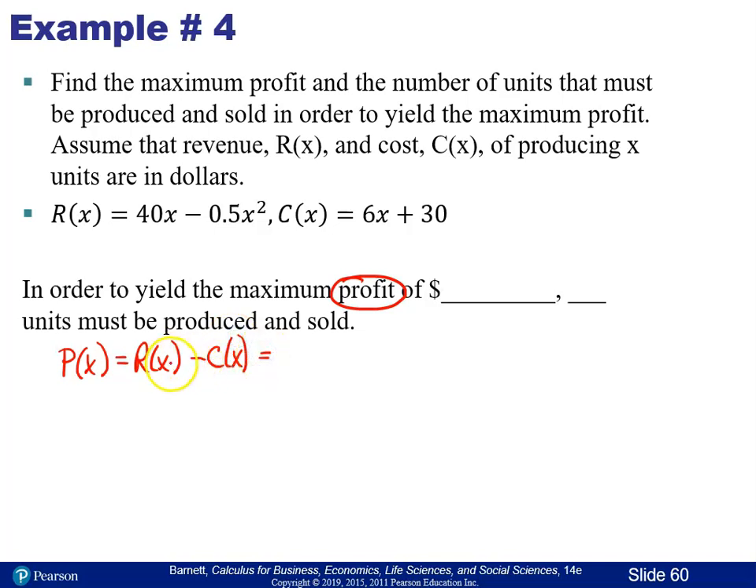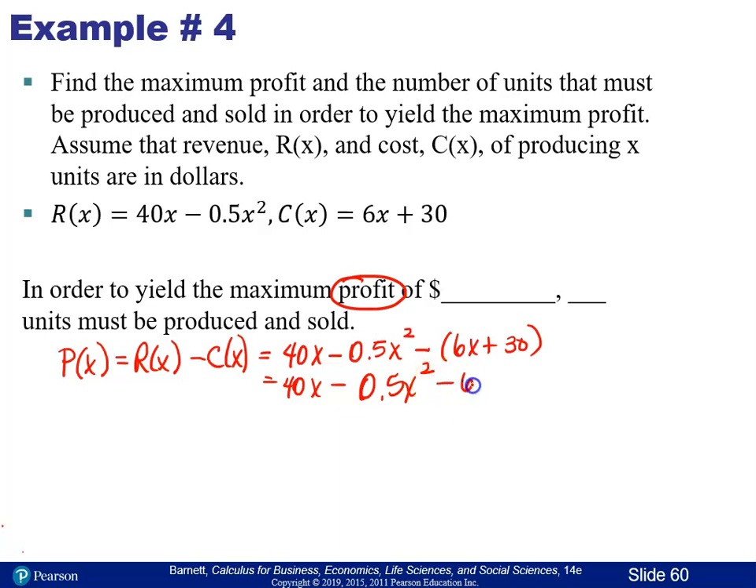And we continue to use these formulas, so be sure that you do know them. So we have our revenue here, and we're going to subtract the cost from it. Be sure that you put that cost in parentheses and distribute the negative through. At this point, all I'm doing is simplifying. Okay, so that gives us our profit equation. Now I want to combine like terms. So the 40x and the 6x give me 34x minus 0.5x squared minus 30.